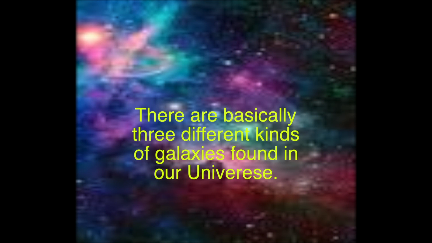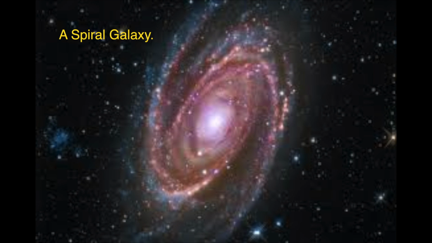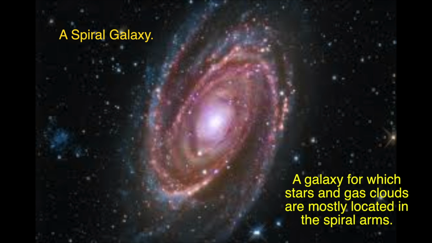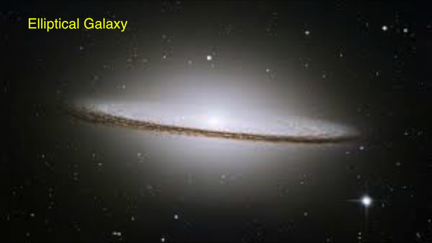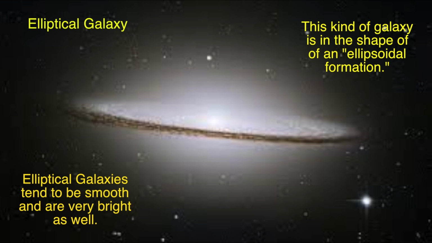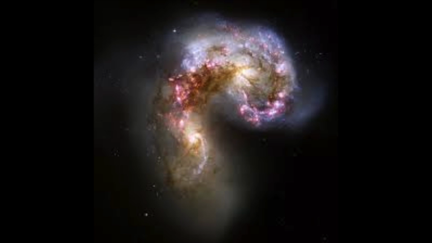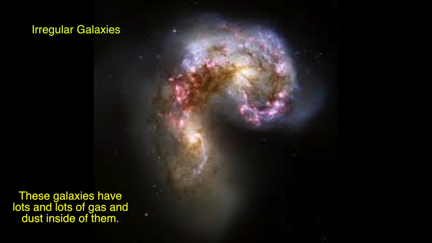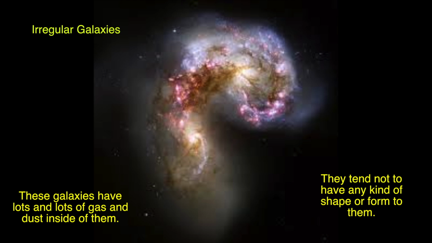There are basically three different kinds of galaxies found in our universe. A spiral galaxy, a galaxy for which stars and gas clouds are mostly located in spiral arms. Elliptical galaxy, this kind of galaxy is in the shape of an ellipsoidal formation. Elliptical galaxies tend to be smooth and are very bright as well. Irregular galaxies. These galaxies have lots and lots of gas and dust inside of them. They tend not to have any kind of shape or form to them.